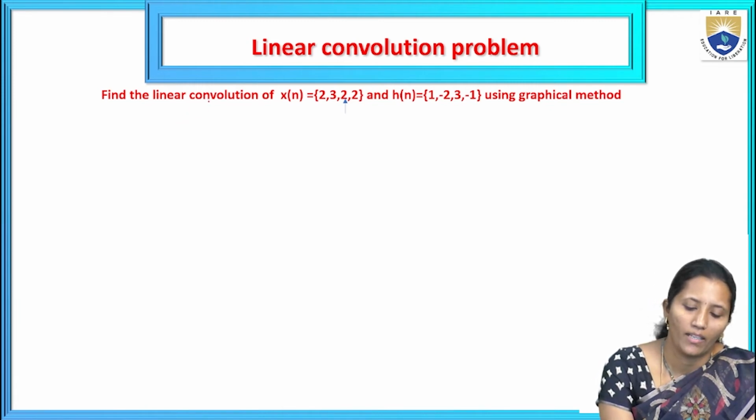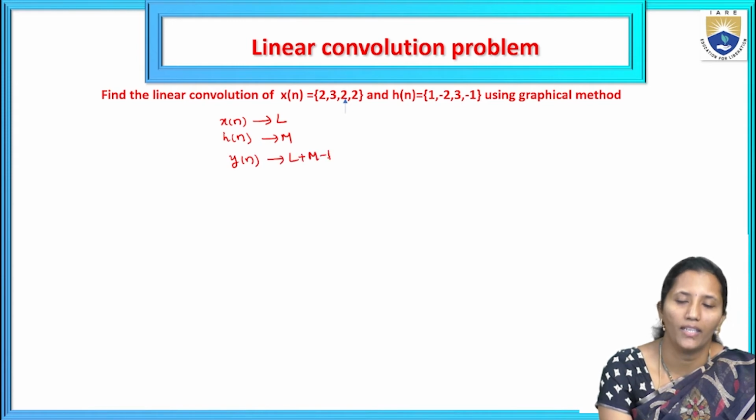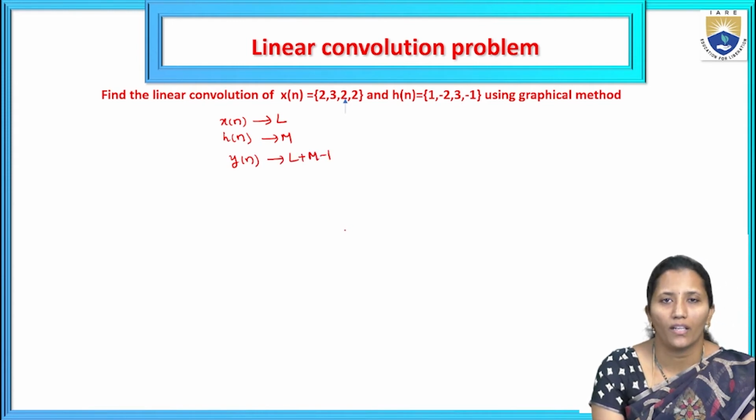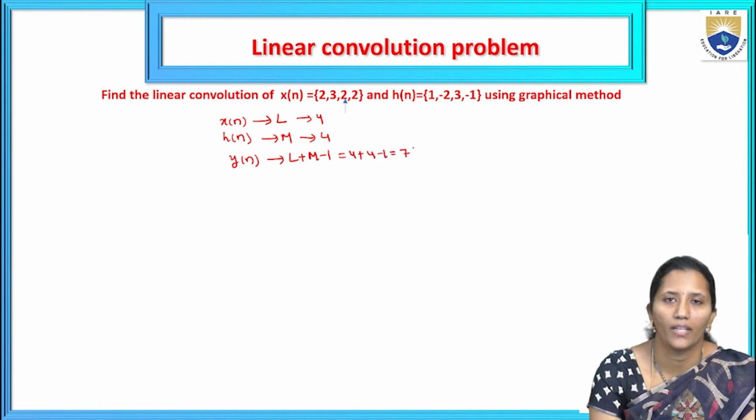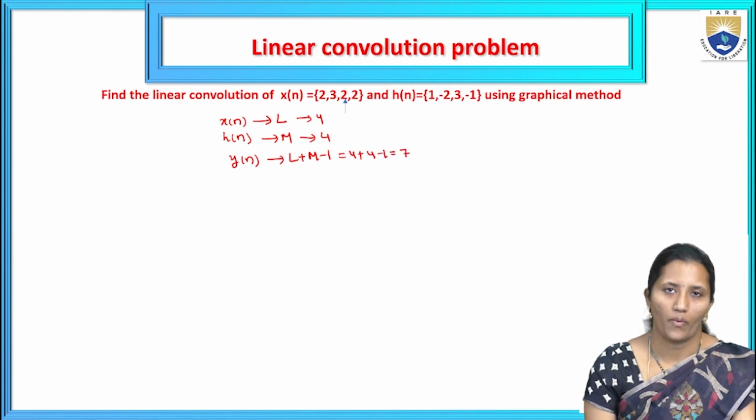Here, if the number of samples in x of n is L and in h of n is M, then the output sequence length should be equal to L plus M minus 1 in linear convolution, whereas in circular convolution it is the maximum of L comma M. So here L is 4 and h of n length is 4, then it will be 4 plus 4 minus 1, that is 7 samples we will get in the output. First point is one.